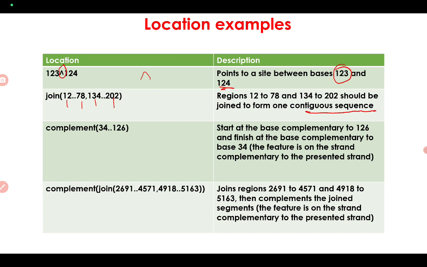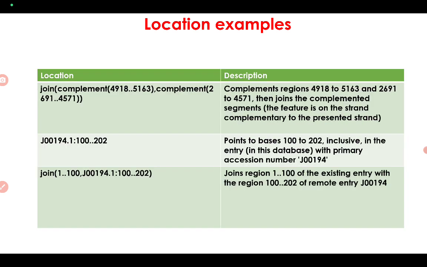The complement, as you already know, in case of DNA, A is complemented with T and G is complemented with C. Here the start base complementary is from 126. For example, this is the start point and this is the end point. In complementary, we are starting from this and the base is complementary to 34. For example, here is 34, here is 126. So complementary things are available in the reverse direction. And then complementary join, when we use both things together, that is smaller contiguous fragments along with the complementary sequence. These are the things we have to keep in mind while looking at the results.